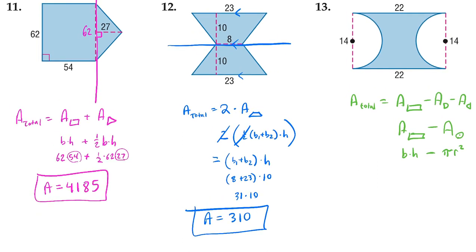So here that's going to be base times height minus pi r squared. So in other words, 22 times the height is 14 minus pi, and then we need the radius, so the whole diameter is 14, so that means we have a radius of 7, so pi 7 squared. So let's figure that out really quick. 22 times 14, so that's area is 308 minus 49 pi.